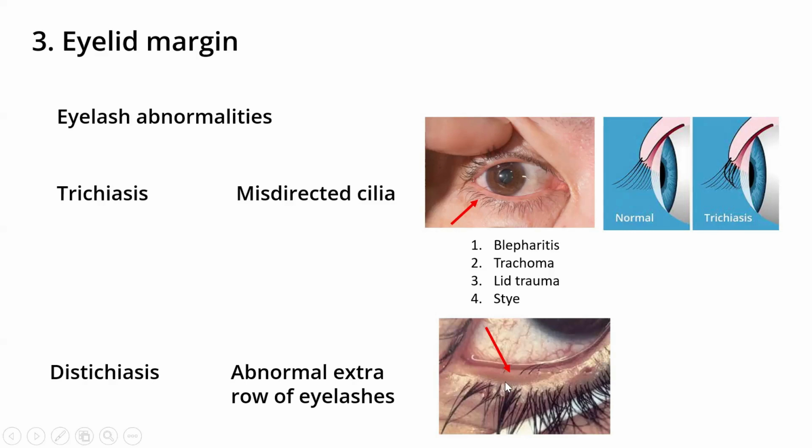So normally eyelashes in the eyelid come from the area in front of the gray line. They're not behind the gray line. But if they are seen behind the gray line, we call it distichiasis. Usually they don't arise from the meibomian gland orifices, but here in distichiasis they arise from the meibomian gland orifices.